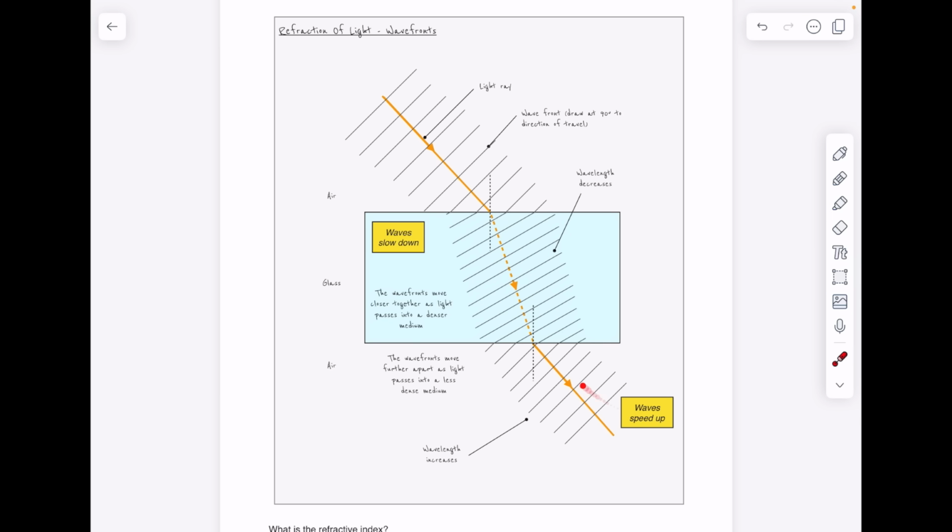And again, they'll change direction again here. Because they're slowing down as they enter the glass block, look, the wavefronts get closer together. When they're travelling faster, the wavefronts move further apart. As a result, the wavelength has increased.